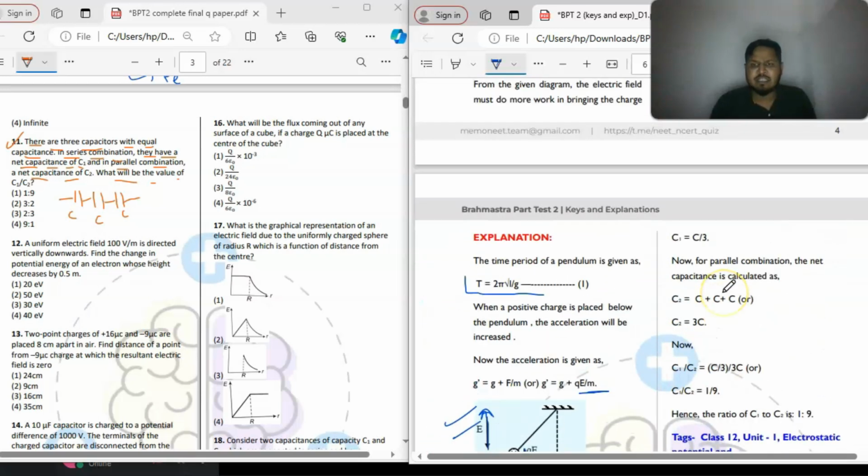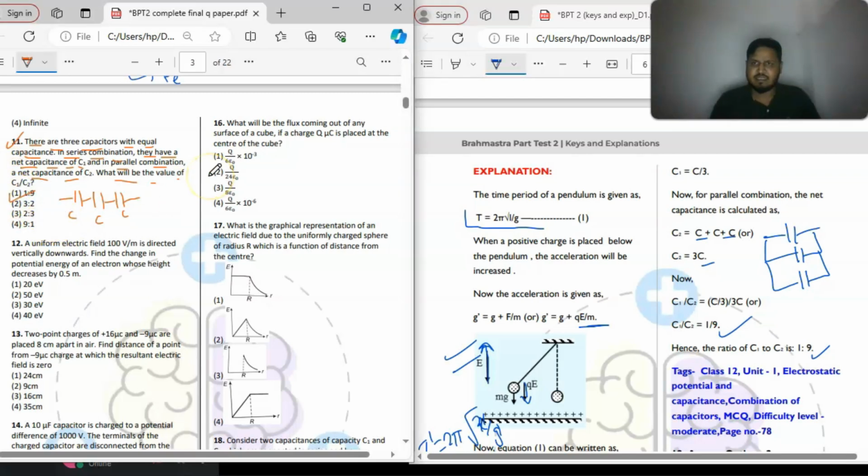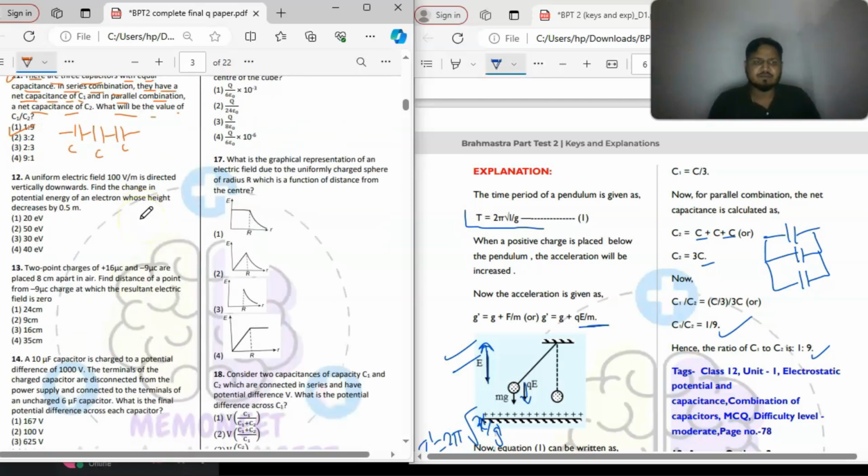Now the second situation is that all three capacitors are connected in parallel. What is the equivalent capacitance for this one? C plus C plus C, equal to 3C. So we have to find the ratio of C1 by C2. We divide C1 by C2, and after solving we get 1 by 9. So the ratio of C1 to C2 is 1:9. Which option is the correct option? Our first option is the correct option, right? Got it? Yeah, very good.